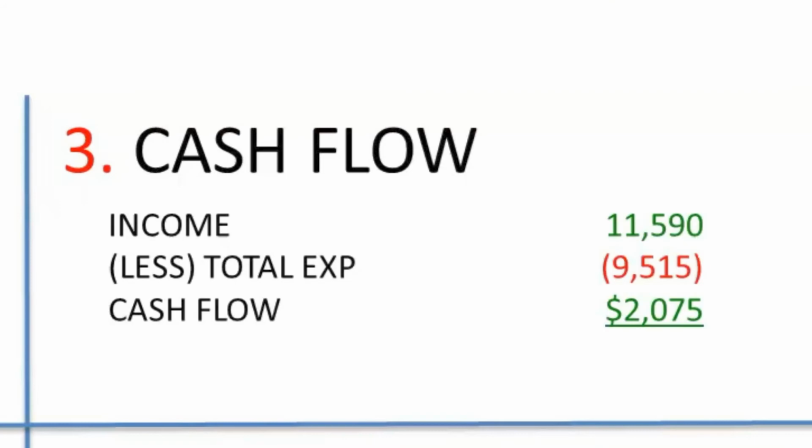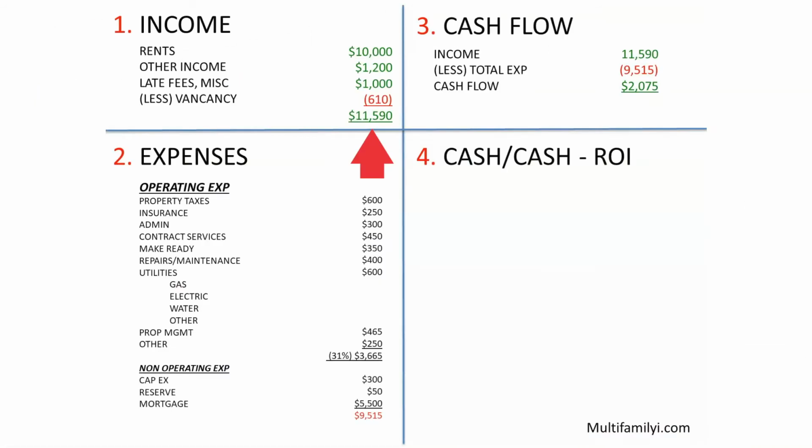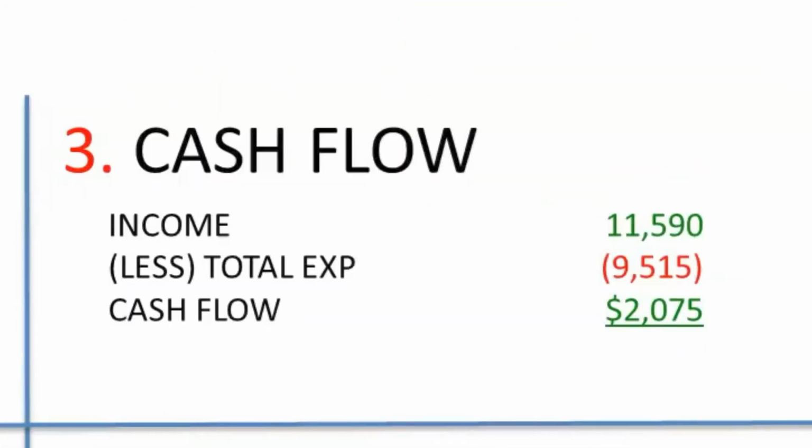Then we jump into the 3rd quadrant, which is your cash flow. So real simple, you're gonna put in the total income, less the total expenses on the property, which gets you your free cash flow, or hopefully not a negative, hopefully it's a positive number, but that's gonna show you the positive or negative on the property pretty quickly.